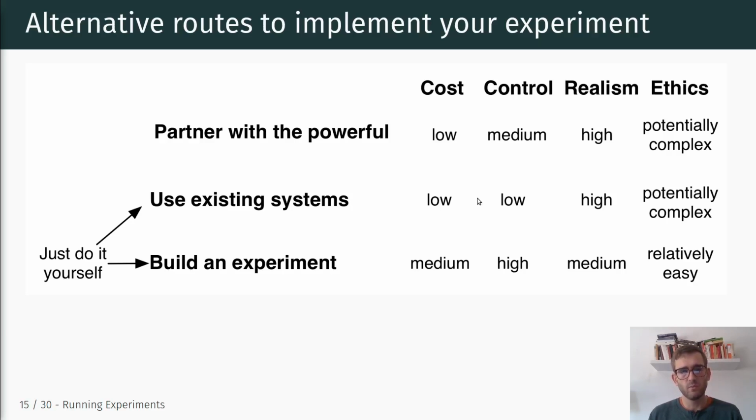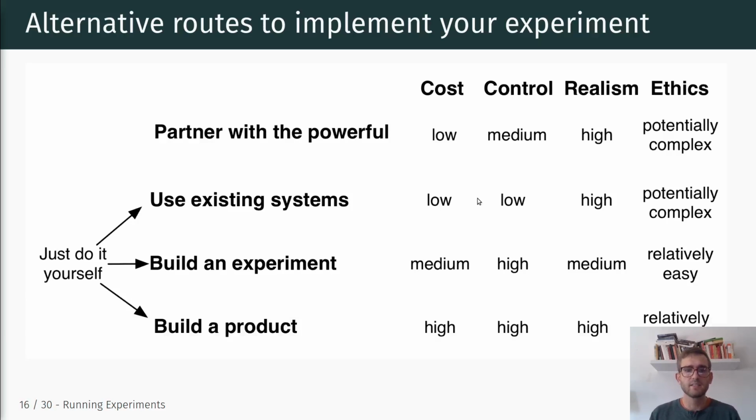Of course, on the one hand, that higher degree of control, and the lack of relying on, for example, an industry partner or an existing system online, makes these ethical concerns less of a problem. But of course, you could have issues with regard to realism. External validity might be a bigger concern, right?